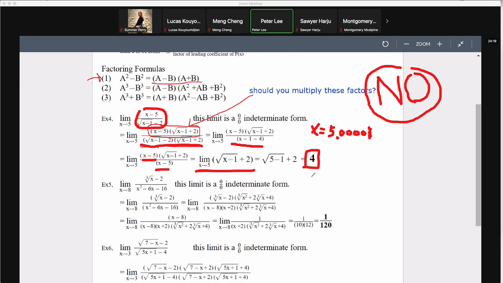Now let's look at the next example. Example 5. Here, we get this. This limit is in the 0 over 0 indeterminate form. Yes, so 0 over 0, we checked that already. So now what do you do?